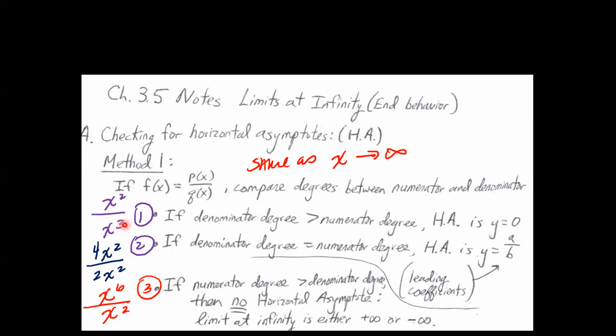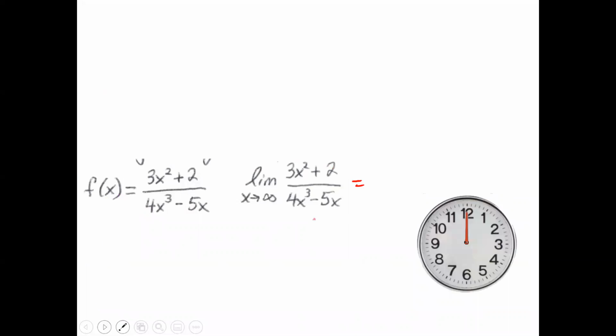If the denominator has a greater exponent, then my horizontal asymptote is y equals 0. And vice versa, if the numerator has a bigger exponent than the denominator, then the horizontal asymptote does not exist, or there is no horizontal asymptote. So let's practice with this example here. Whenever you say as x approaches infinity, find the horizontal asymptote using the 3 rules.